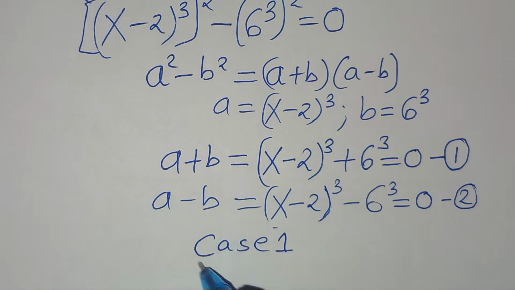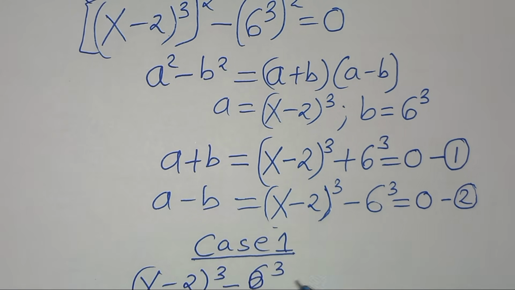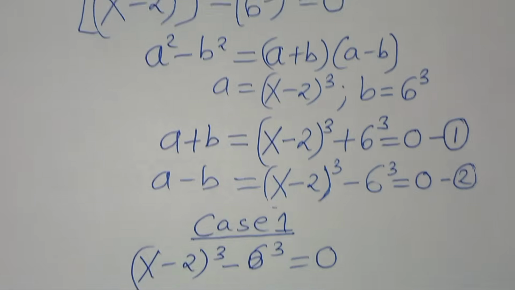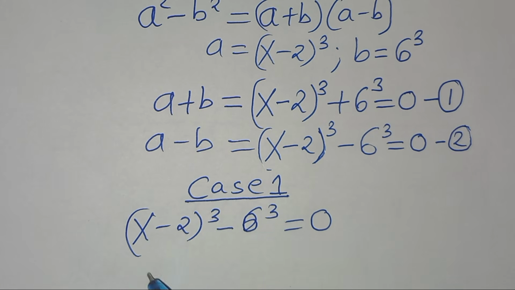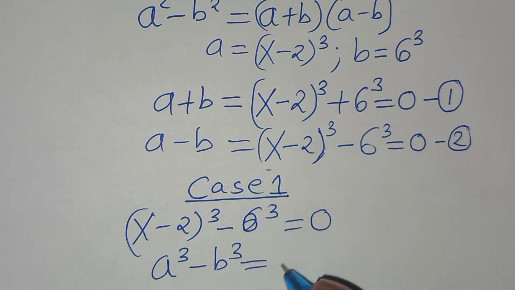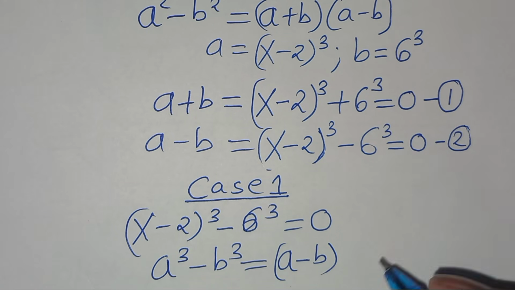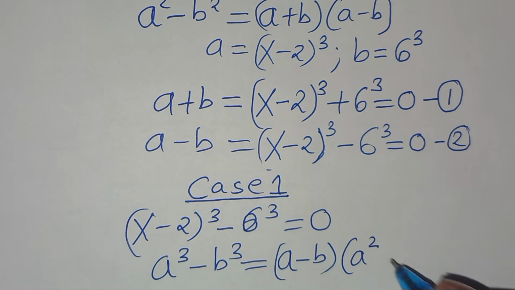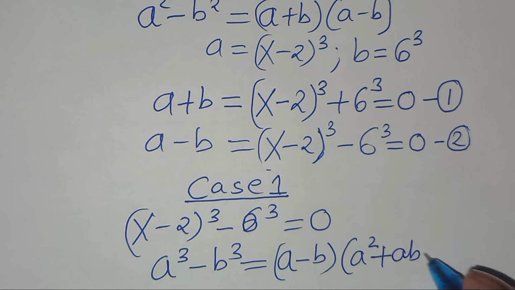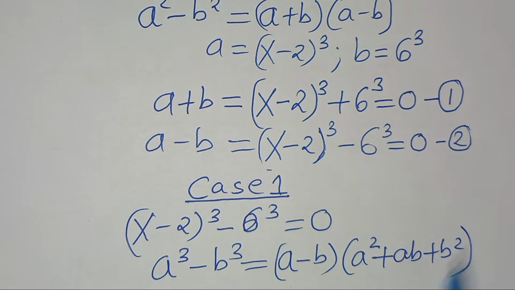Let's start with case 1 here, which is (x - 2)^3 - 6^3 = 0. Now, this is actually in the form of a^3 minus b^3, which is the difference of two cubes, which you can express as (a - b) times (a squared plus ab plus b squared). So actually we have solved a minus b here, which is case 2.